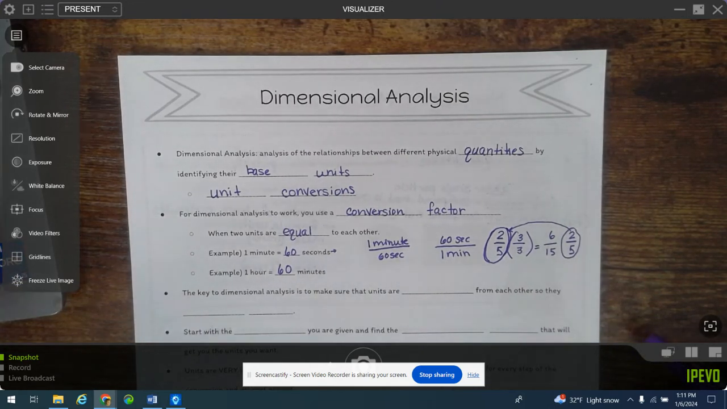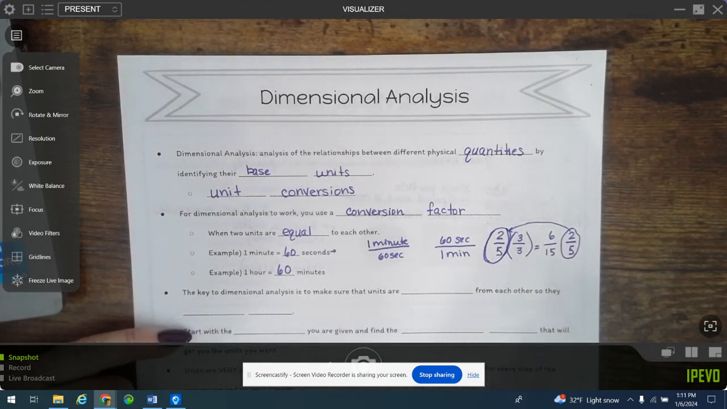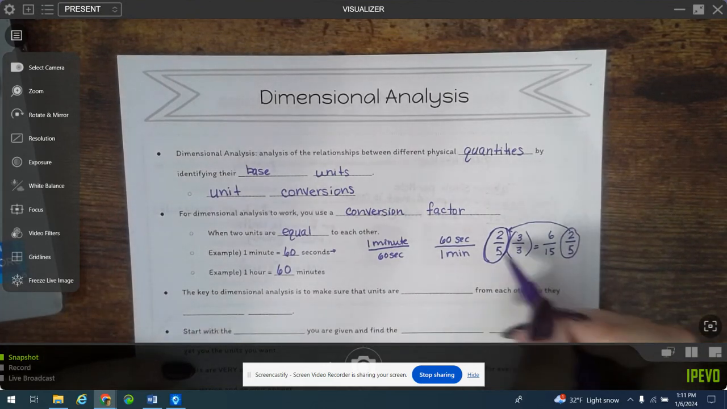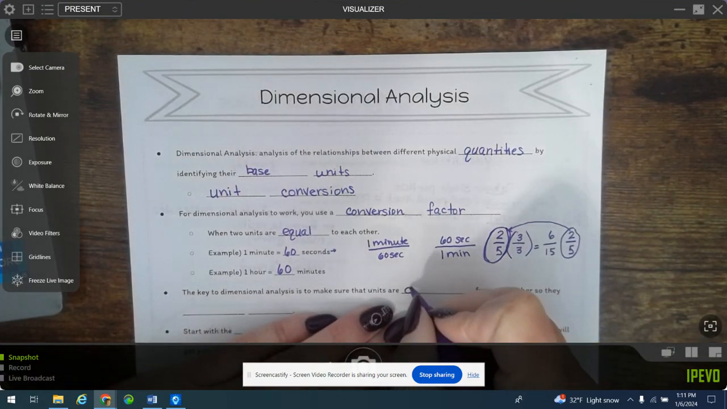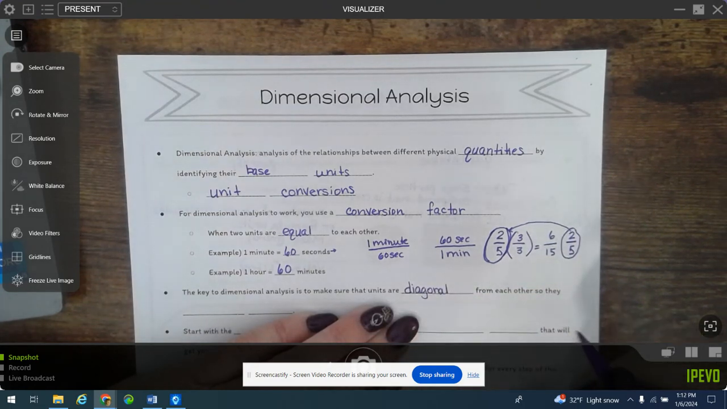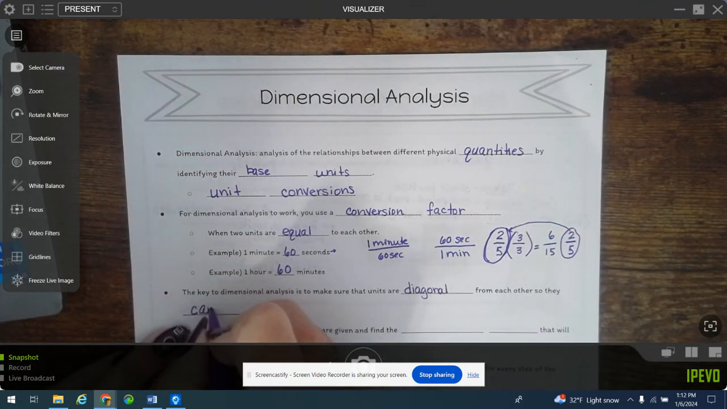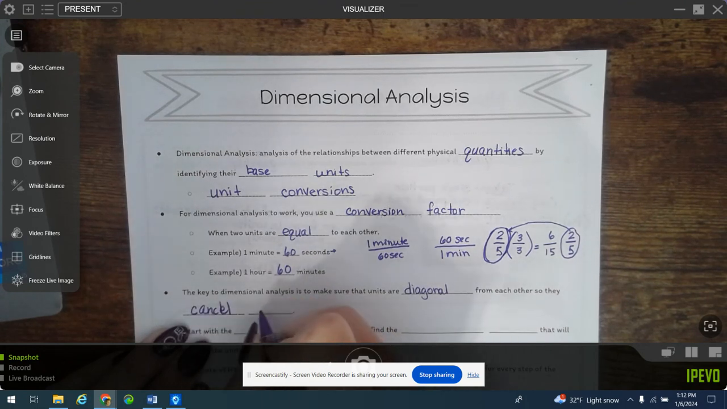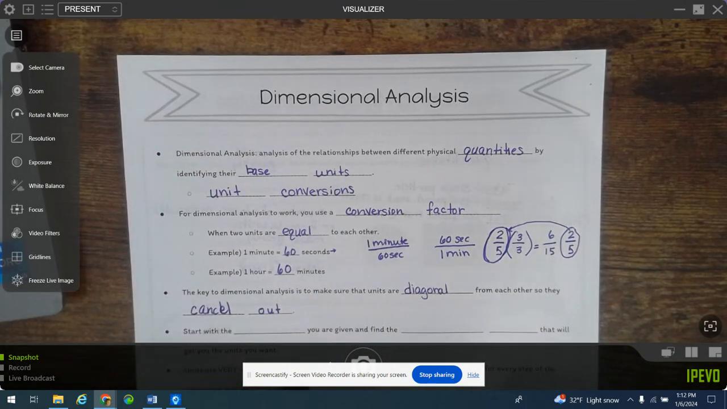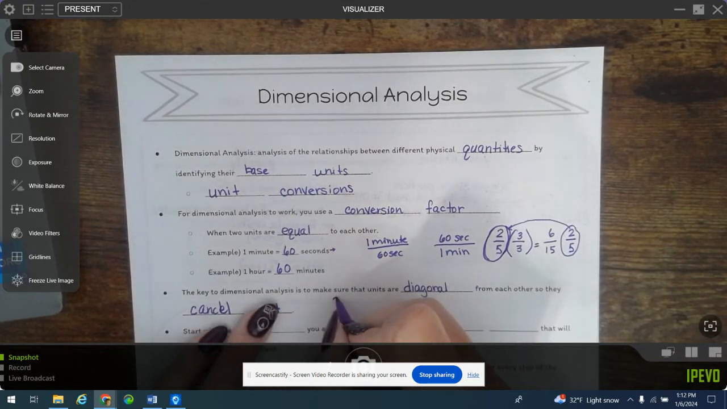There we go. The key to dimensional analysis, and this is when we set up a fraction, is to make sure the units are diagonal from each other. The reason for this is because if our units are diagonal to each other, they cancel out. What I mean is, let's use our fraction example again. Let's say we are multiplying 2/5 times 5/9.